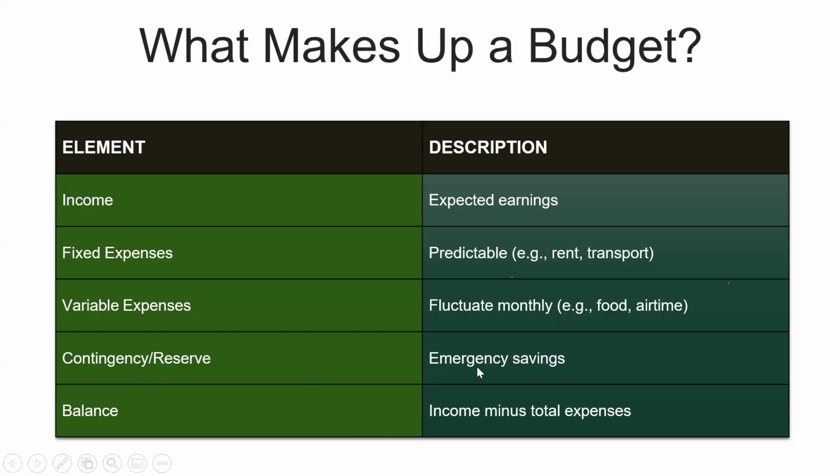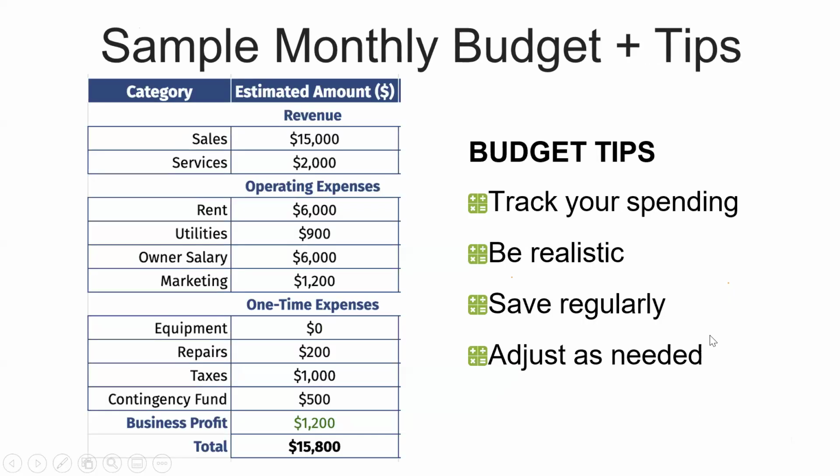This is money that you keep for emergency. You need to have emergency savings. And of course, you have your balance, which is income minus total expenses. All of us know that one. So this is an example of a budget template, which you're going to see in Excel. So you have the revenue, which can come from your sales of goods, or maybe your services, like those of us who do data analysis might earn from carrying out data analysis.